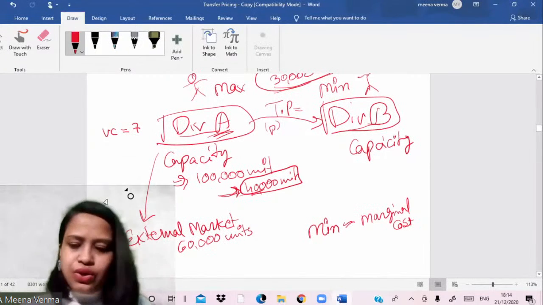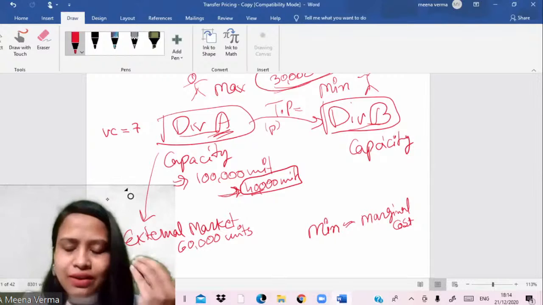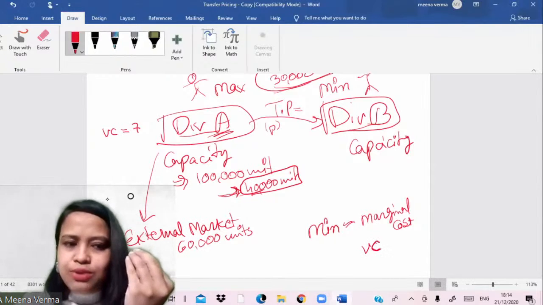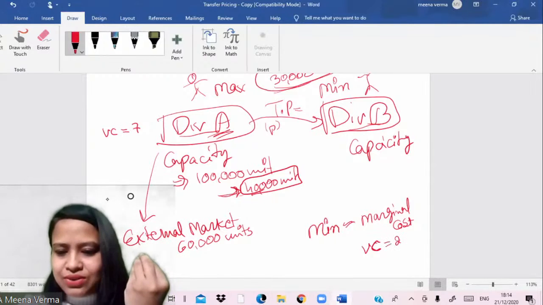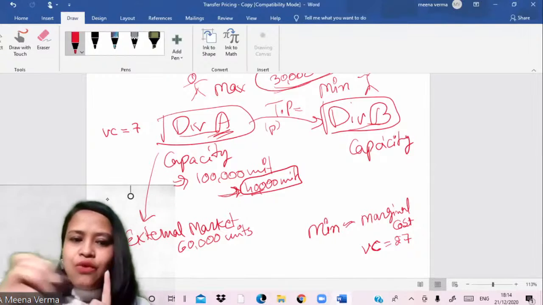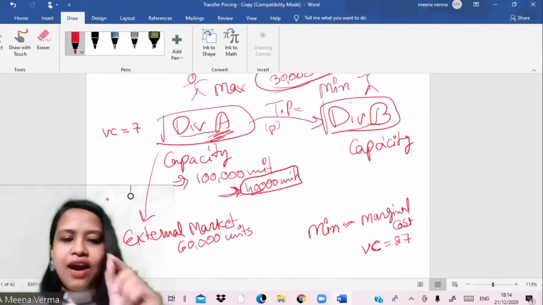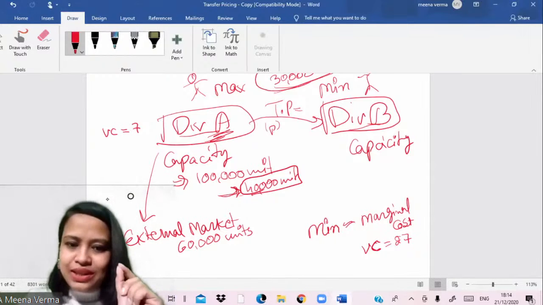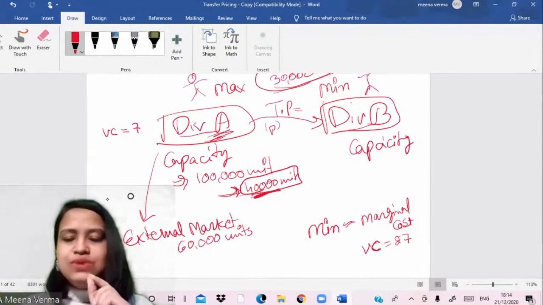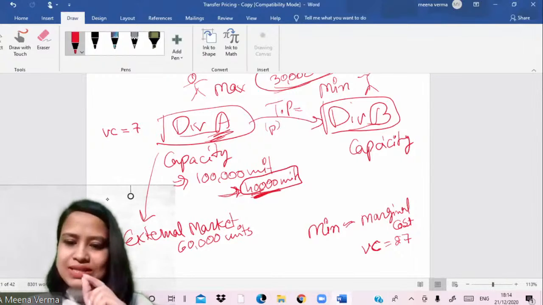In this case, the minimum transfer pricing we can quote is the marginal cost, that is ₹7. We can quote this price. This is the case when any of the divisions have spare capacity. They have spare capacity right now, so the minimum transfer price they can decide is the marginal cost.